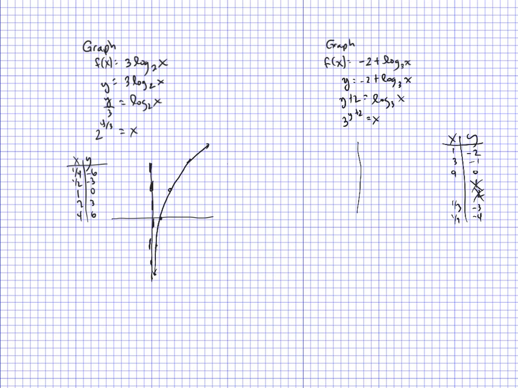So when I go to plot that, oh, that's a terrible axis. Oh, well, it happens. I have 1, -2, 3, -1, 9, 0, 1/3, -3, it's about right there. 1/9, -4, so about right there. So I would connect them.